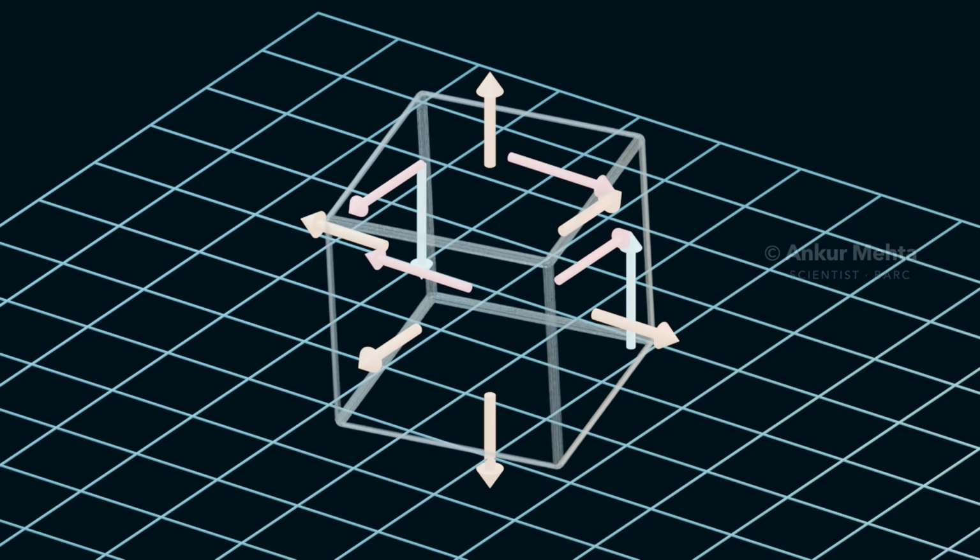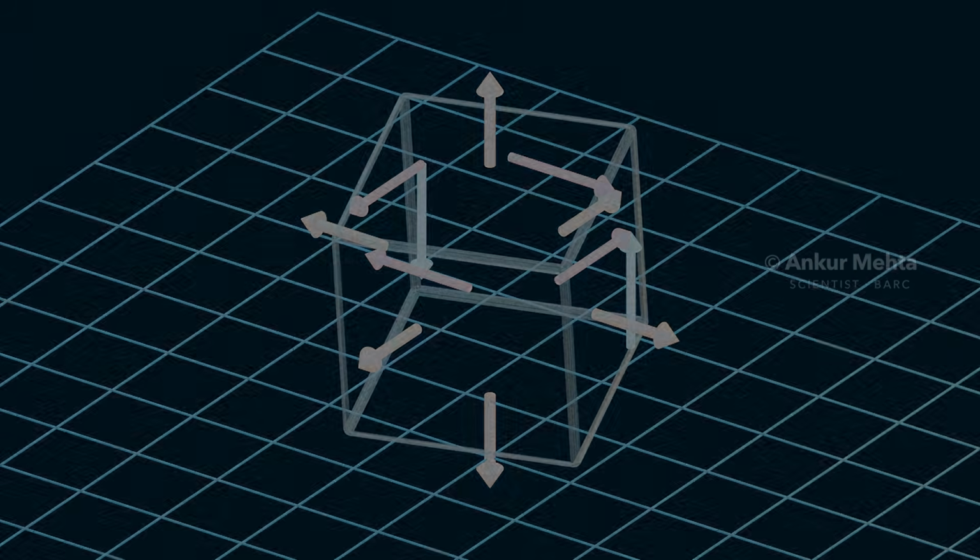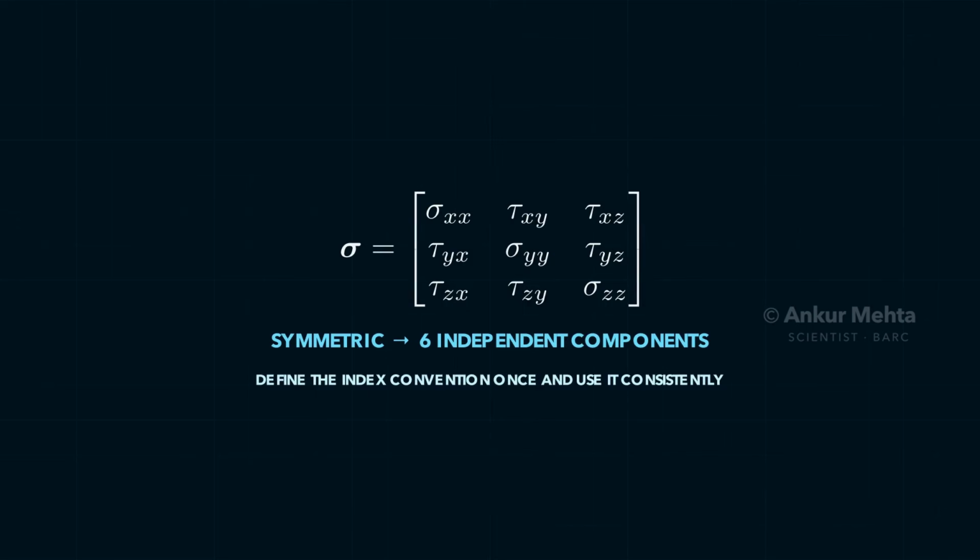Angular momentum balance makes the tensor symmetric, so each complementary shear pair contains the same value. Only 6 independent components remain, 3 normal stresses and 3 independent shear stresses. A tensor is needed because changing the plane changes the traction even though the material point is the same.